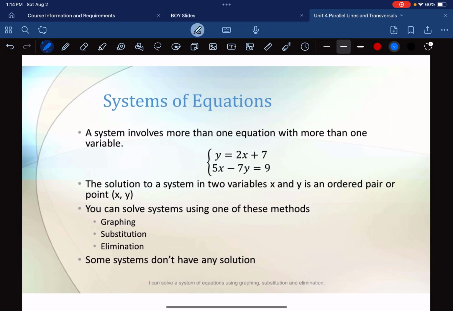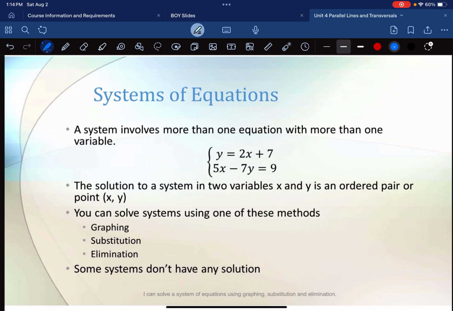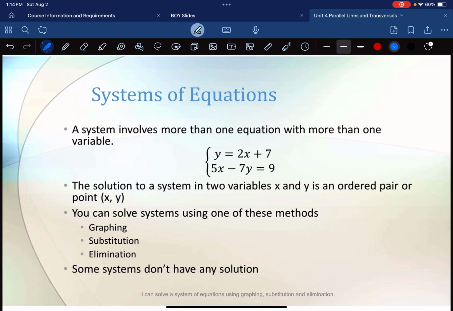So just refreshing memory again, what is a system of equations? It just involves more than one equation with more than one variable. So this pair of equations here makes a system of equations. And the solution then, it could actually be more than just two equations. You could have systems of 3, 4, 5, 10, 15, 20 equations. But we won't get into that right now. Maybe in a linear algebra class in college.